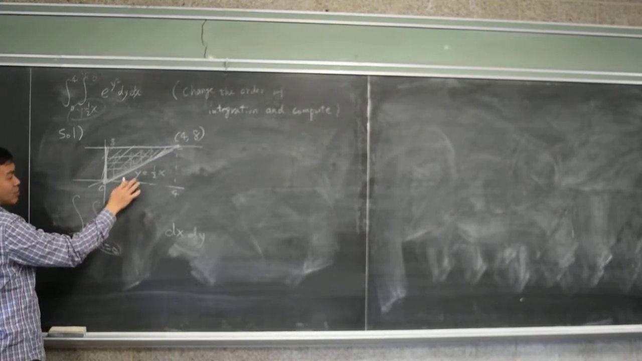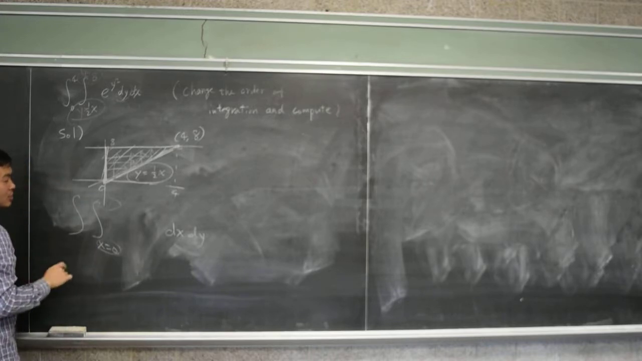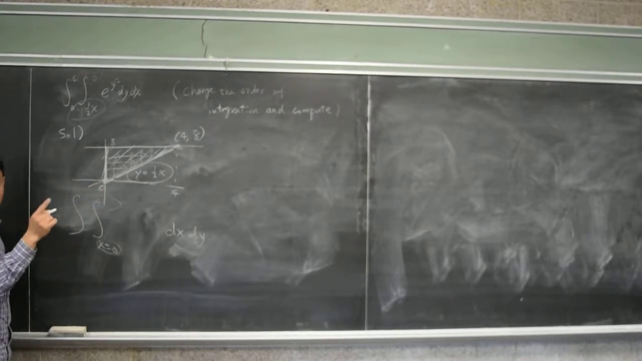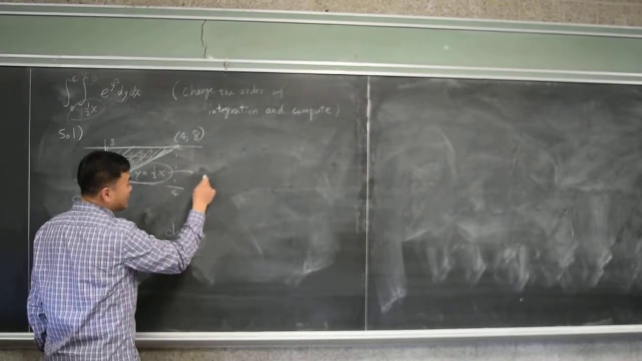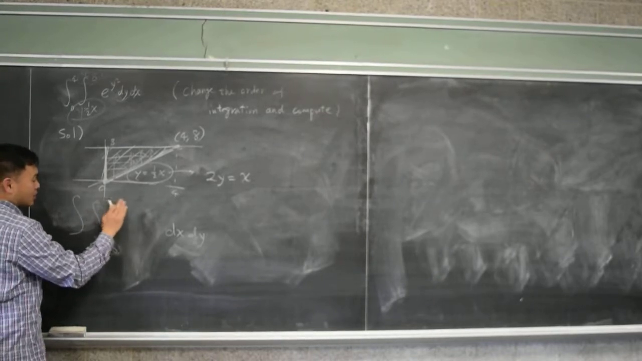Well, I have it right here. That's the equation of this line, right? But this is not good because it's not in the form of x equals. So what do we do? We solve for x, right? So we solve for x, multiply by 2. So 2y is equal to x. So we put 2y here.